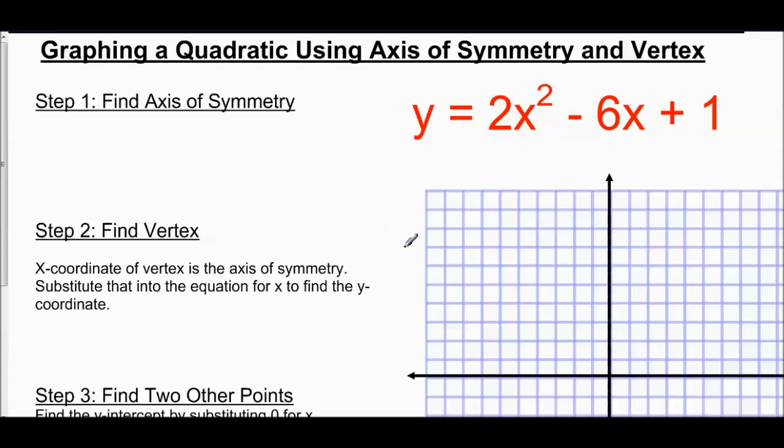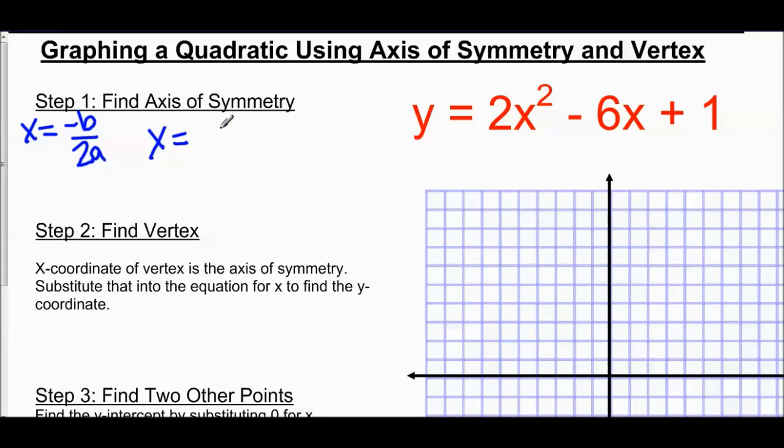So graphing a quadratic using the axis of symmetry and the vertex. Step 1 is to find the axis of symmetry. So we have that formula. It is x equals negative b over 2a. So let's plug in our values.